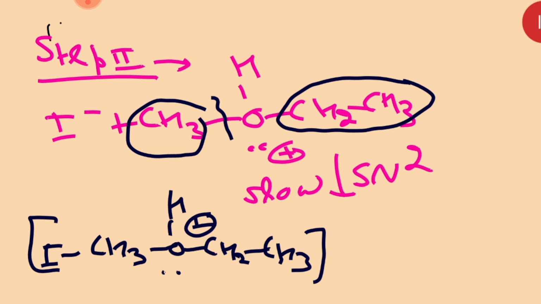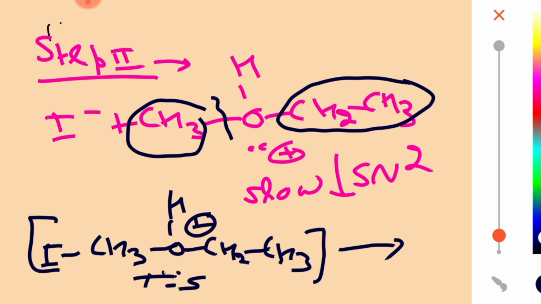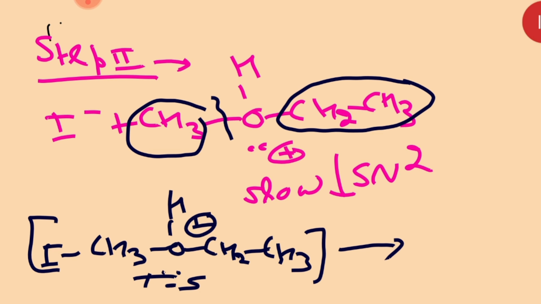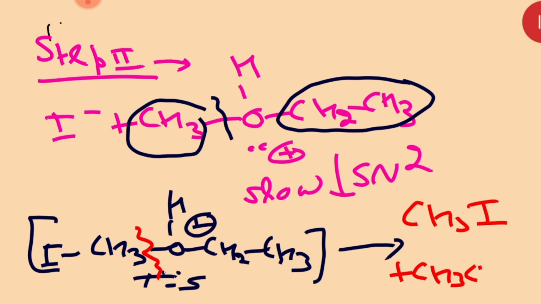Clear? This iodine we have attached to it. This is known as transition state. Now after the transition state, what to do there? I think you know very well. I told you, you will cleave from the smaller side. Okay, so it will become CH3I plus CH3CH2OH. Is that clear? This is the second step.